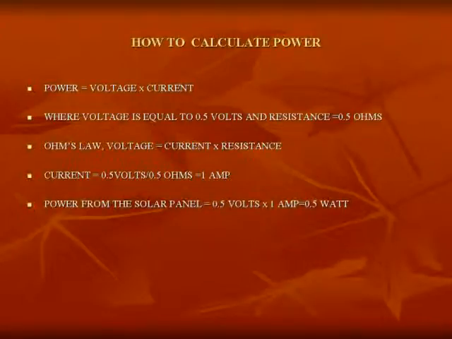In order to calculate power, we know power equals voltage times current. We measure the voltage to be 0.5 volts and resistance to be approximately 0.5 ohms. Therefore, from Ohm's law, current equals voltage over resistance, which is 1 amp in this case. Equating back the two values for the voltage and current in the power equation, we get power equals 0.5 times 1 amp, which gives us approximately 0.5 watts.